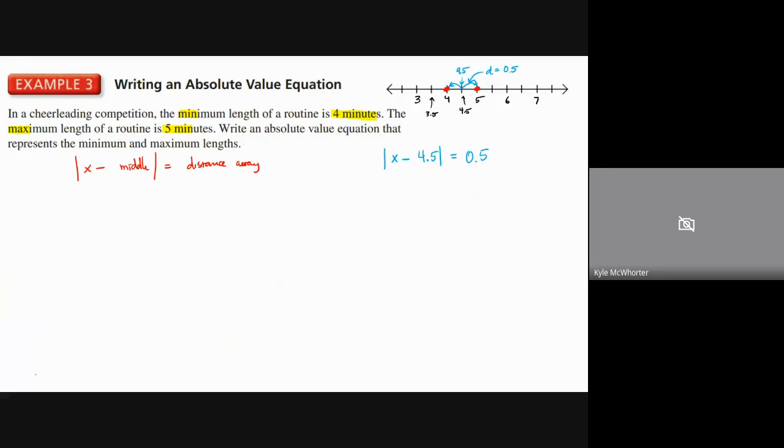So this is our absolute value equation, and then I'm just going to show how if we were to solve that, we would get the solutions that we were looking for. Okay, so we have our absolute value all by itself already. So we would get two equations. One where the inside equals 0.5, and another where the inside would equal negative 0.5. And the inside was x minus 4.5.